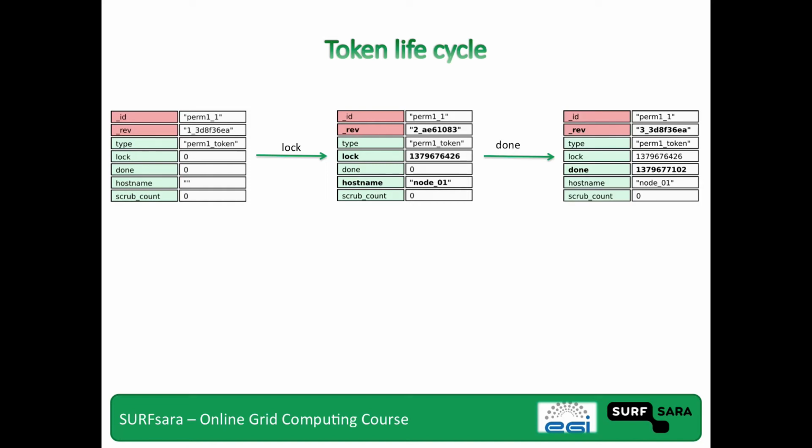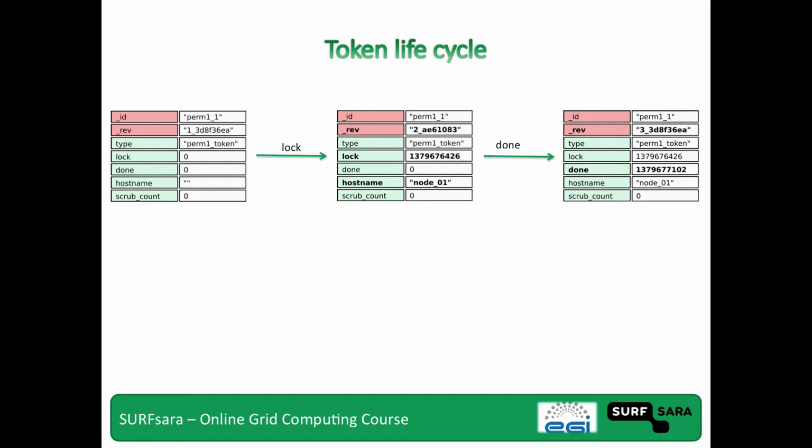Again, the identifier of course stays the same. The revision number goes to 3 with some random hash. Type stays the same. The lock time stays the same. And then of course you need to indicate that the token is done, which again is just a timestamp converted to seconds. Hostname stays the same, and scrub count of course also stays the same.